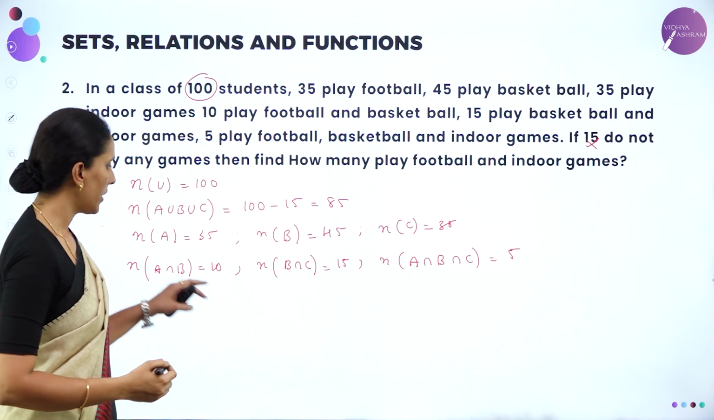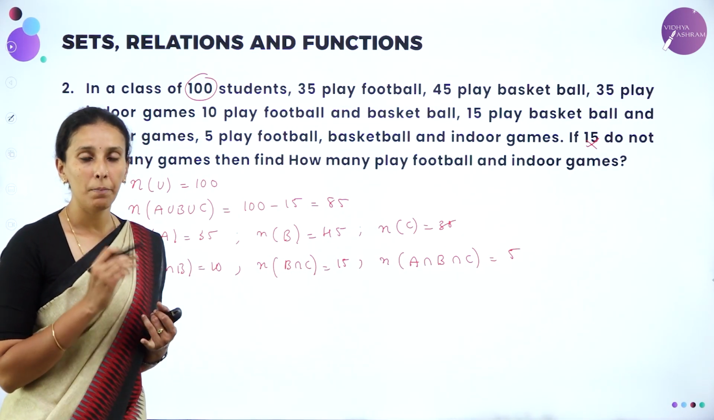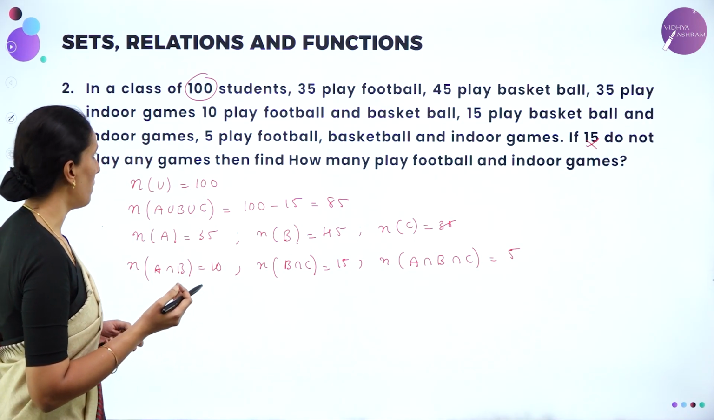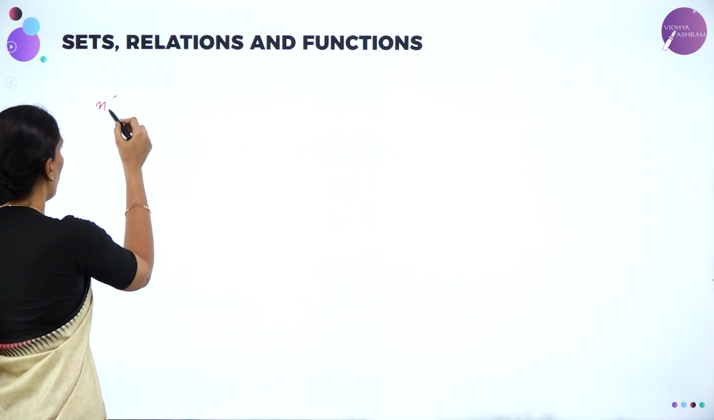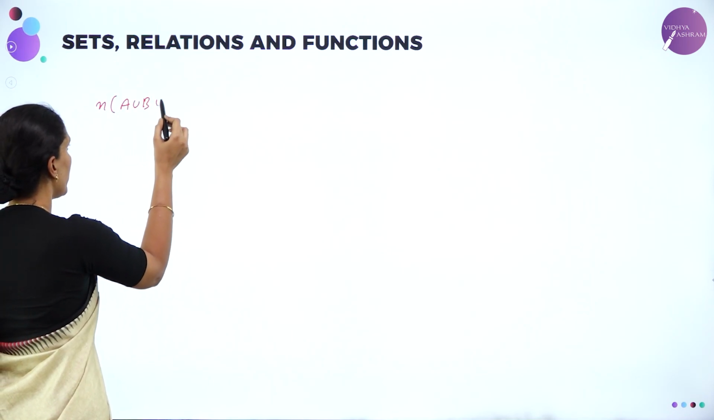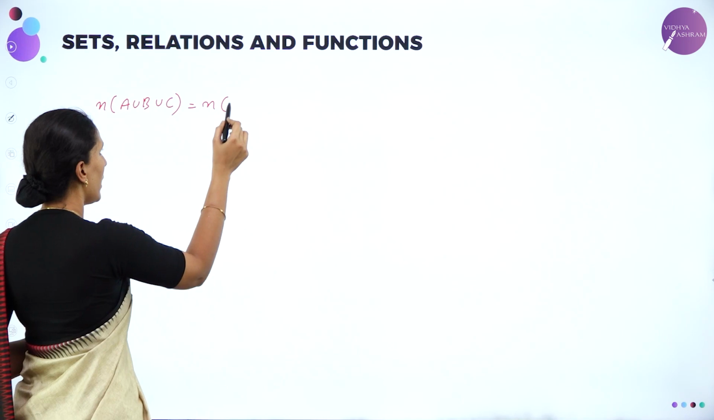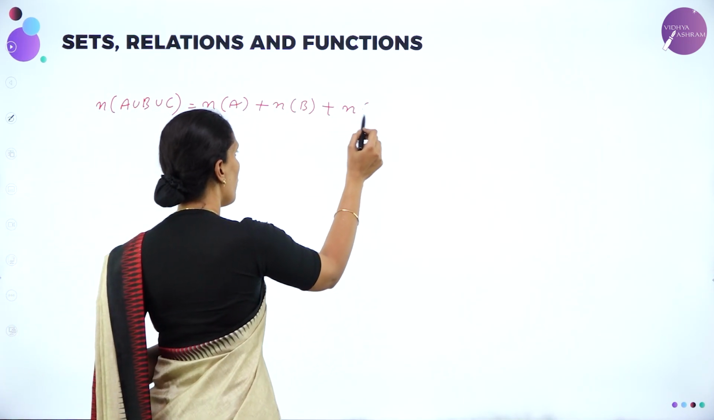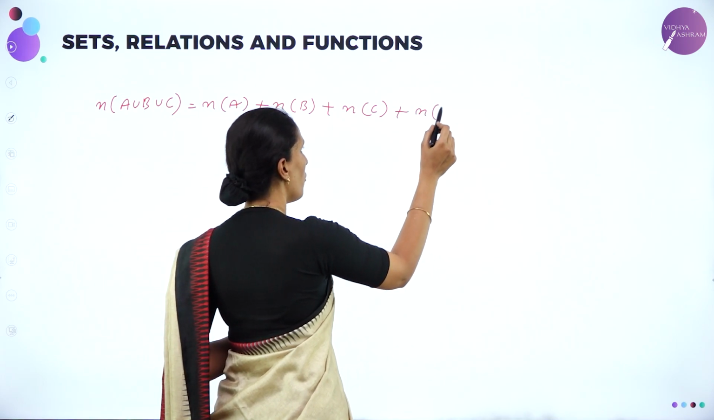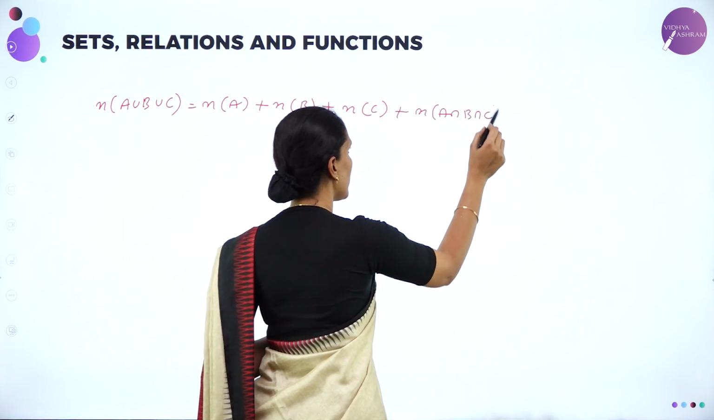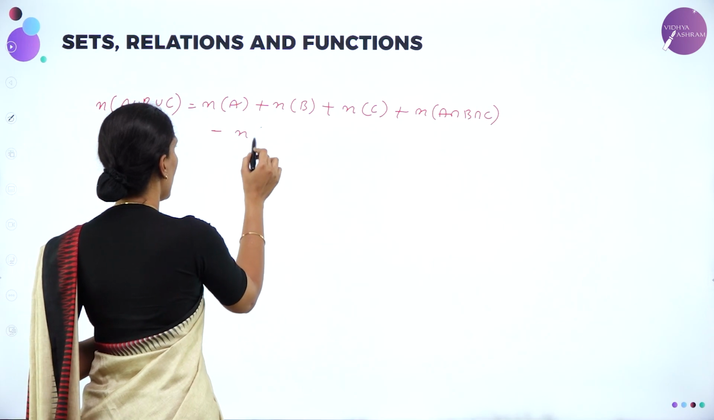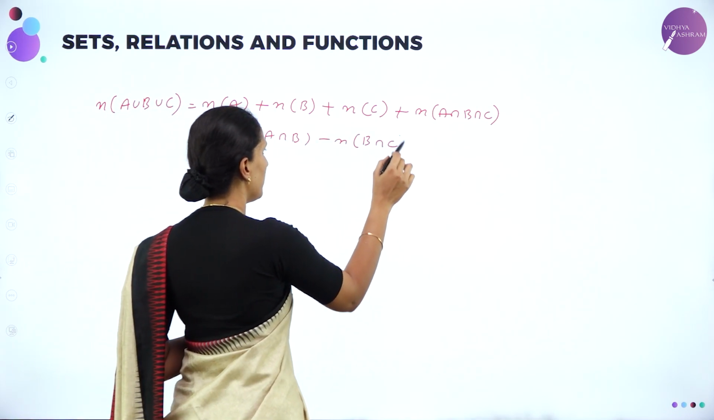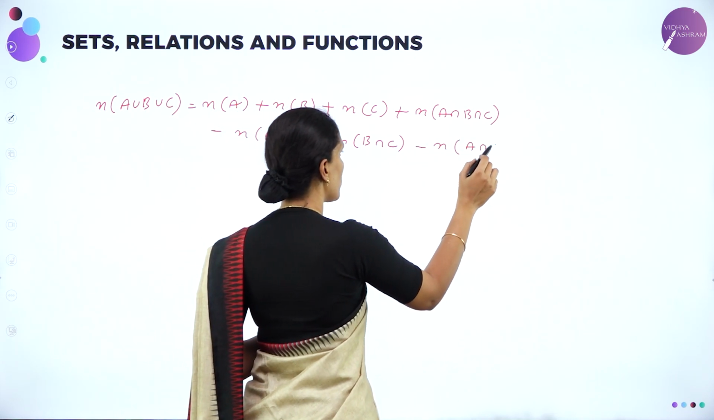Now we have the data here. So we can solve this with the help of a Venn diagram as well as with the formula method. Now first let us see the formula. So we have n of A union B union C is equal to n of A plus n of B plus n of C plus n of A intersection B intersection C minus n of A intersection B, n of B intersection C, n of A intersection C.